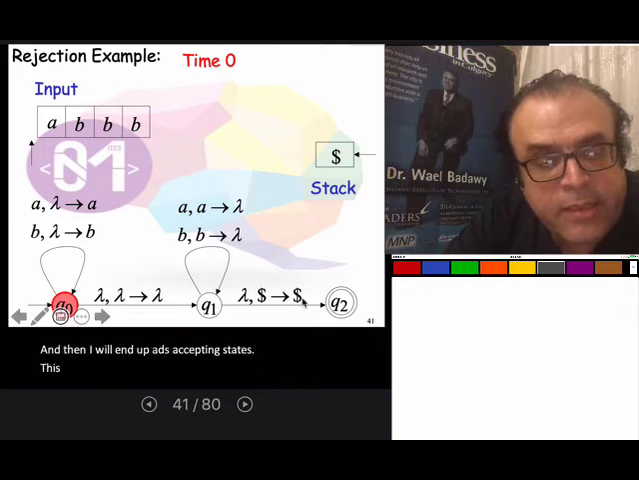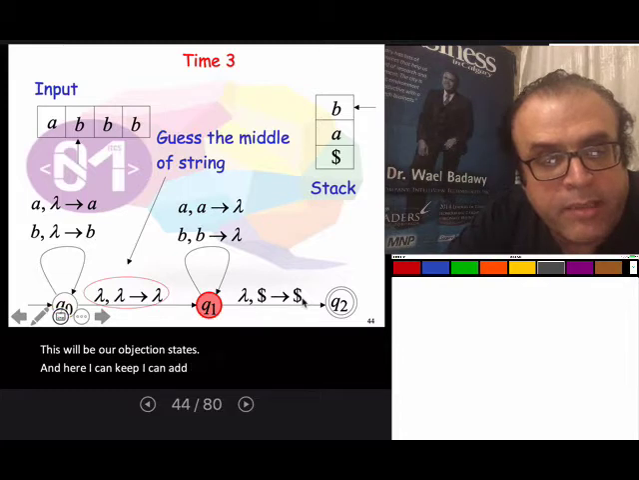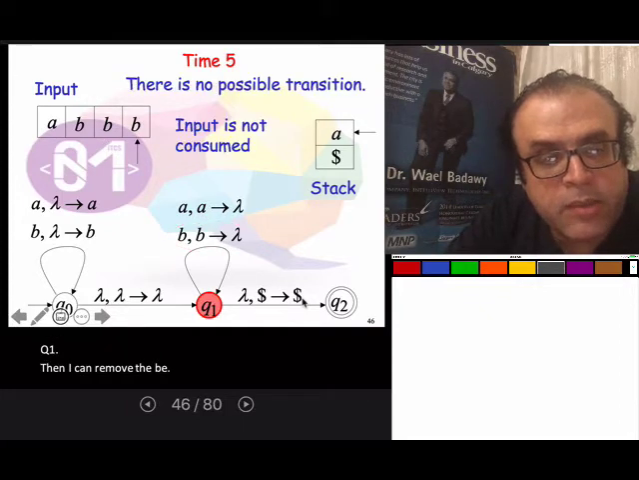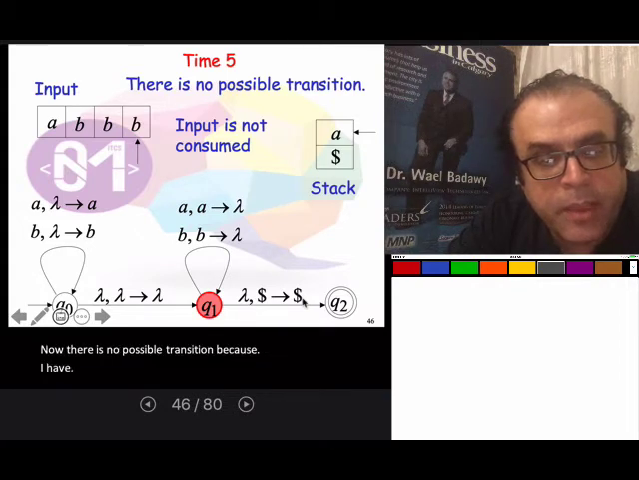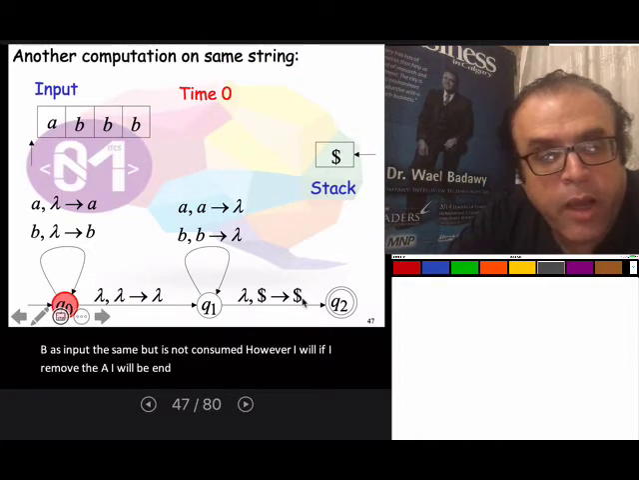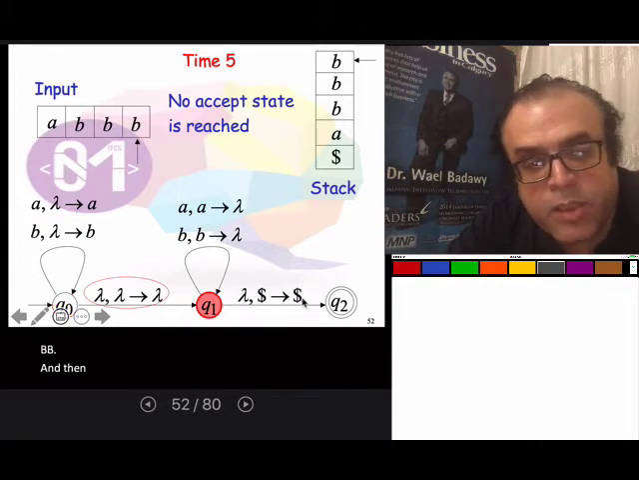This will be a rejection state, and here I can keep adding A, I can add A, I can add B. In the middle, I will move to Q1, then I can remove the B. Now there is no possible transition because I have B as input and the input is not consumed. However, if I remove the A, I will end up with something left on the stack. So for another computation on the same string, I can do A, B, B, B, and then no accepting state has been reached, so I can stay.